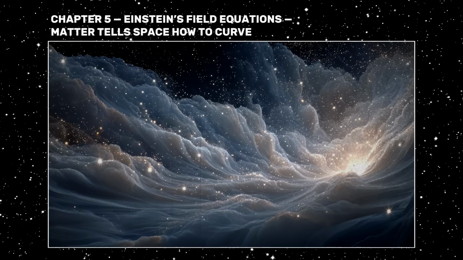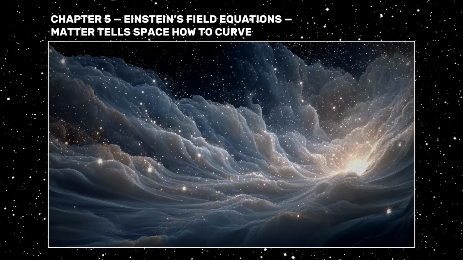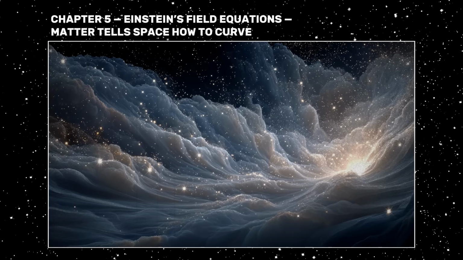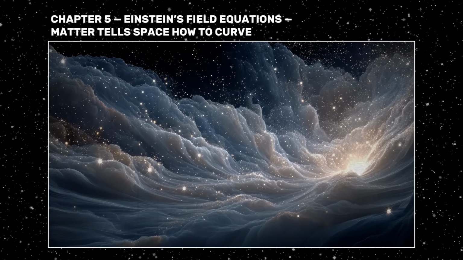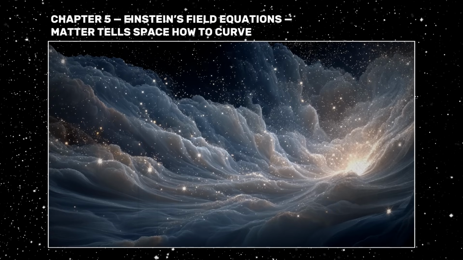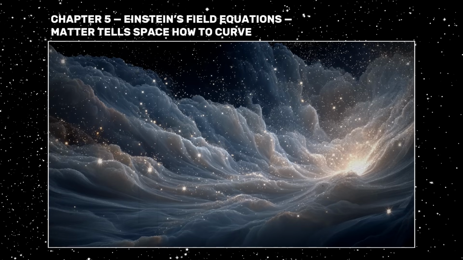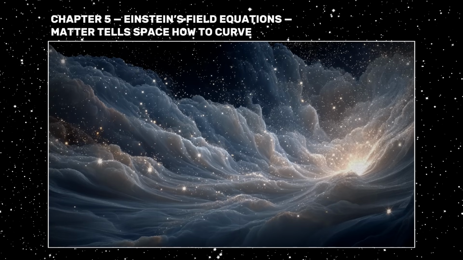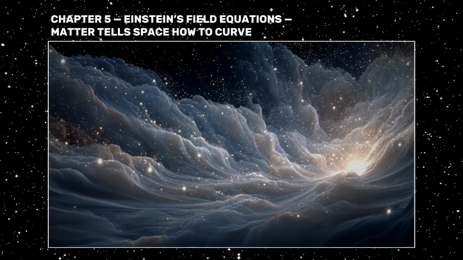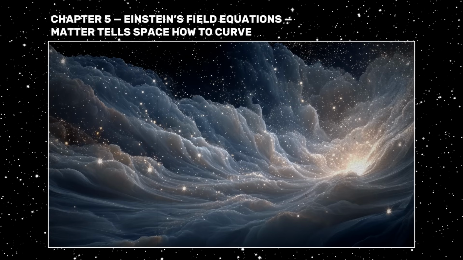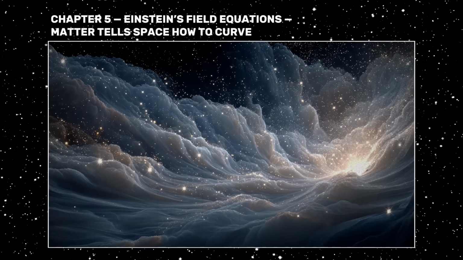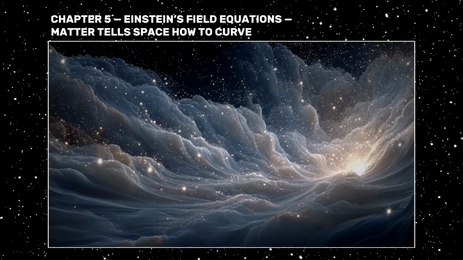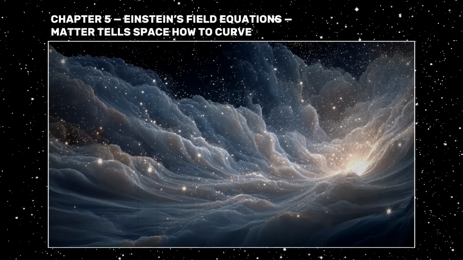Karl Schwarzschild, a German physicist serving on the Eastern Front during World War I, found the first exact solution to Einstein's equations in 1916. His solution described the geometry of spacetime around a spherical mass. It was within this solution that the concept of a black hole was born, though it would take decades for physicists to fully appreciate it.